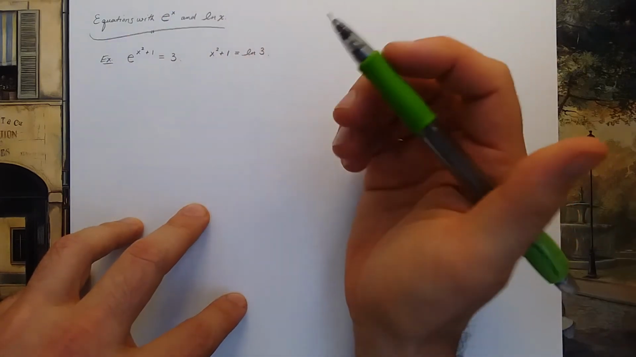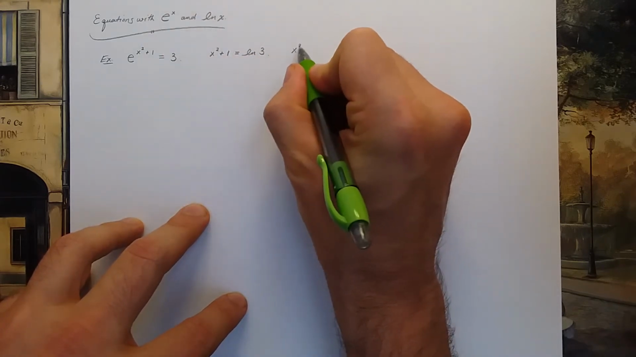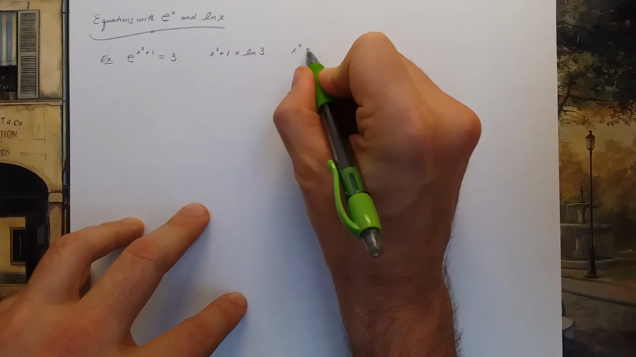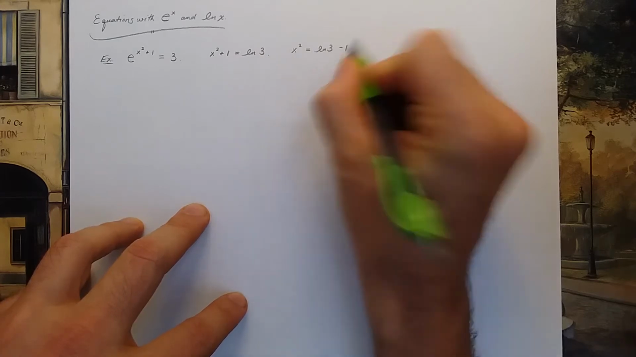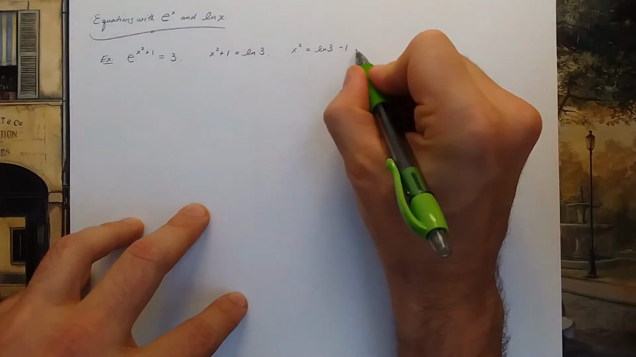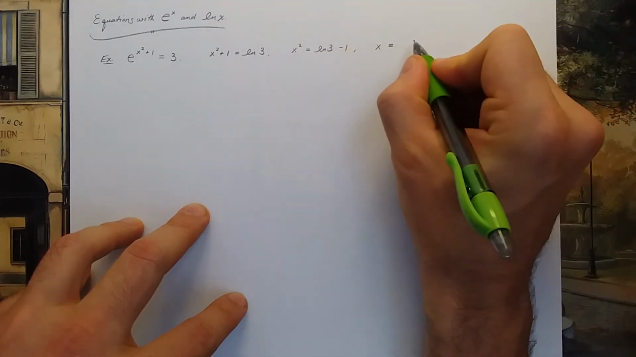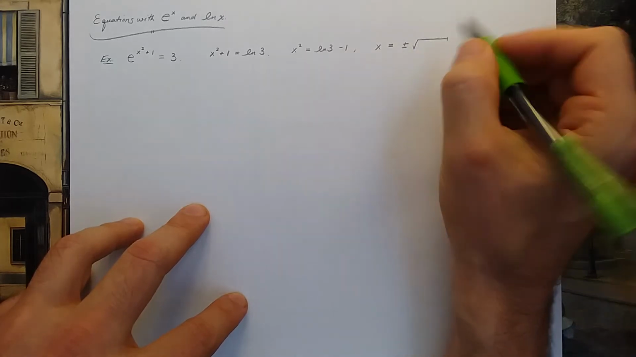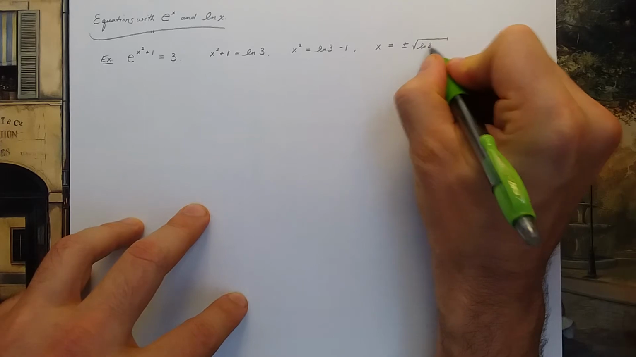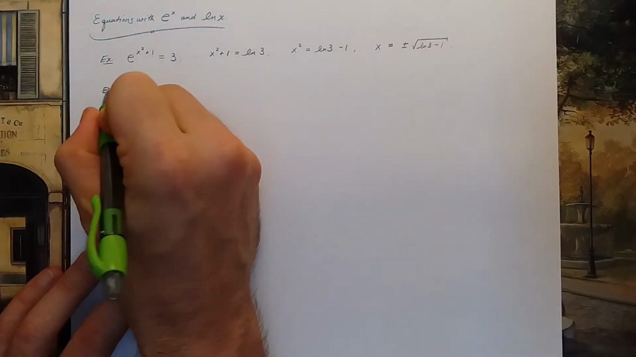It's a number. So I can solve just like I'd normally solve by subtracting 1 on both sides. So I get x squared is log 3 minus 1. And lastly, taking the square root, I get x is either plus or minus the square root of log 3 minus 1. Let's do more examples.